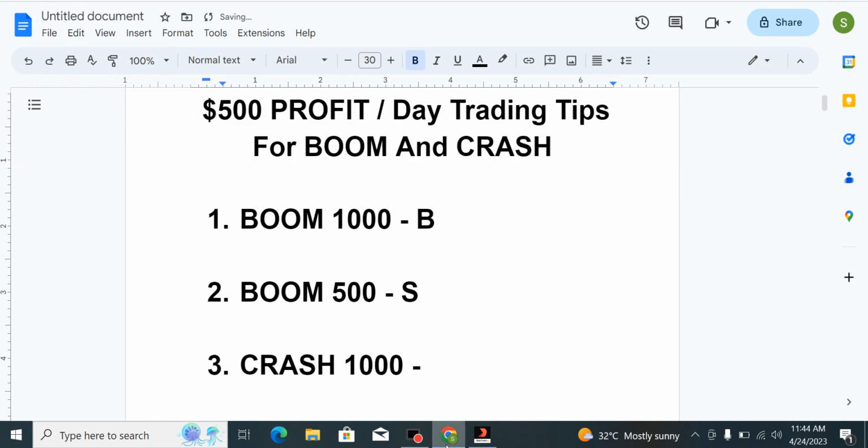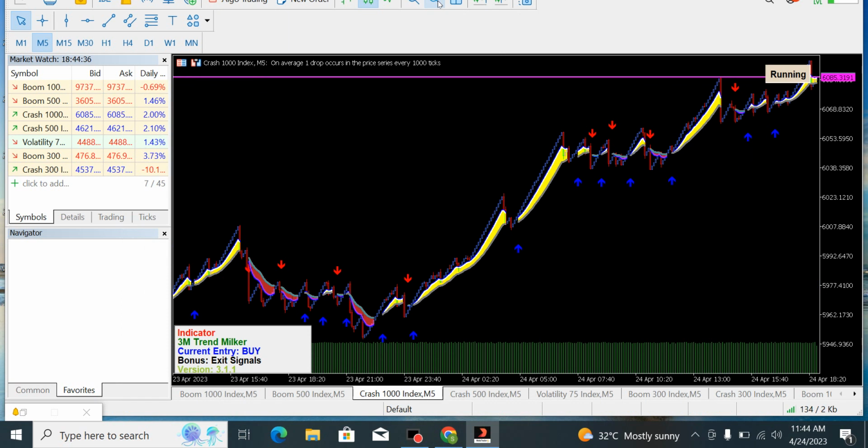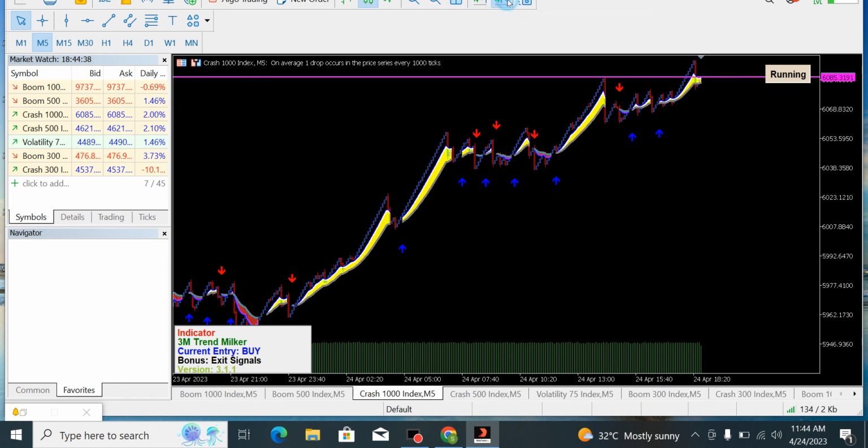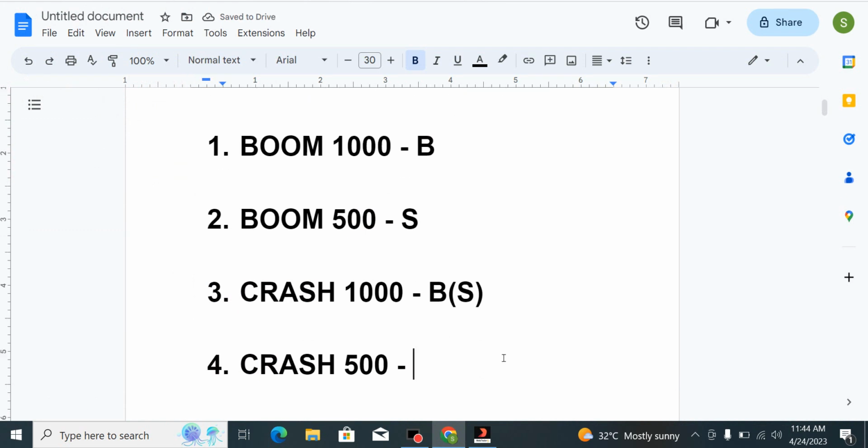The next asset is going to be Crash 1000. Let's check it out right away. This is Crash 1000, and just the way we have seen it, it's been on a very strong uptrend, and it's still buying at the moment. If it's unable to break out above this resistance zone, then definitely it will go back on a sell trend, but it's going to be trying it out again. So this is still buying at the moment. It might not be for a very long time before it changes the direction of the market into a sell market.